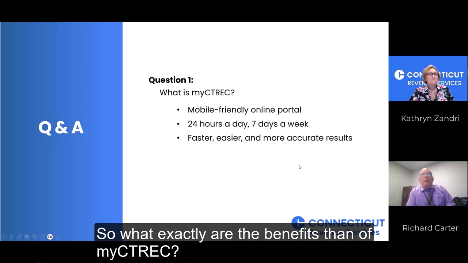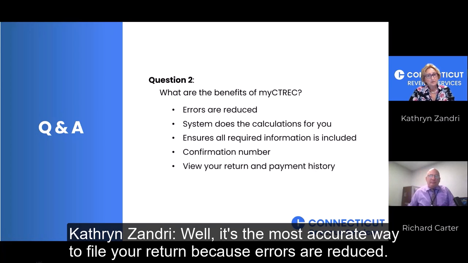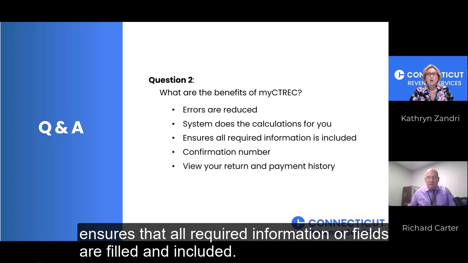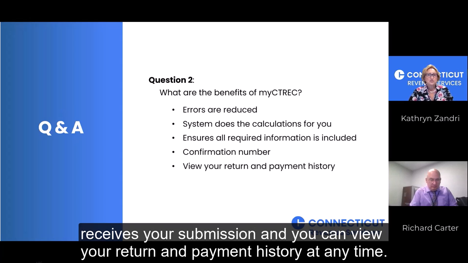Fantastic. All right. So what exactly are the benefits then of My CT REC? Well, it's the most accurate way to file your return because errors are reduced. The system does the calculations for you, ensures that all required information or fields are filled and included. You receive a confirmation number that will ensure that the DRS receives your submission, and you can view your return and payment history at any time.